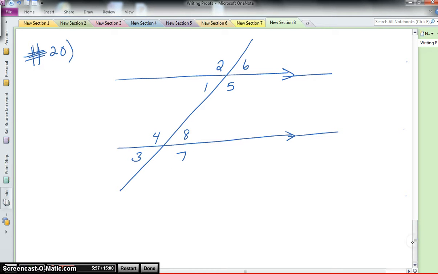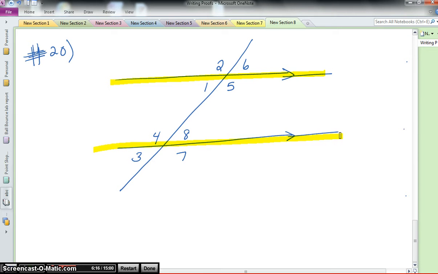So we're going to write a proof that goes with this situation. Got a couple of parallel lines. I'm going to go ahead and highlight them just because they're easier to look at. I see that 5 and 8 are same side interiors. 1 and 4 are same side interiors. So I've got a lot of supplementary pairs.